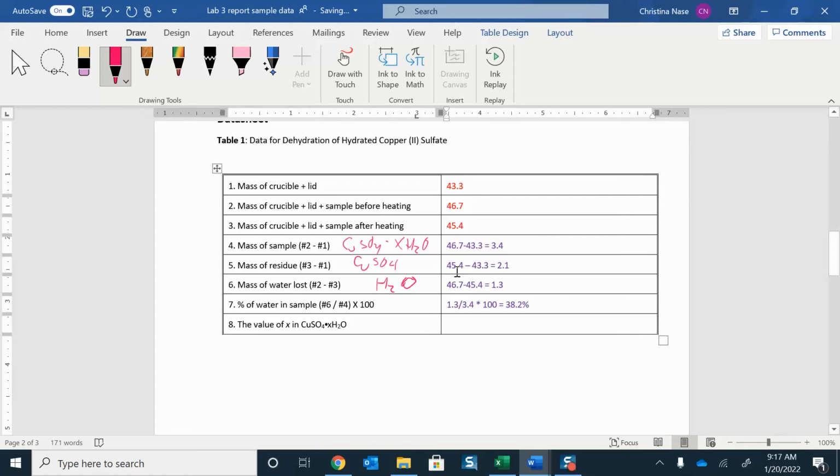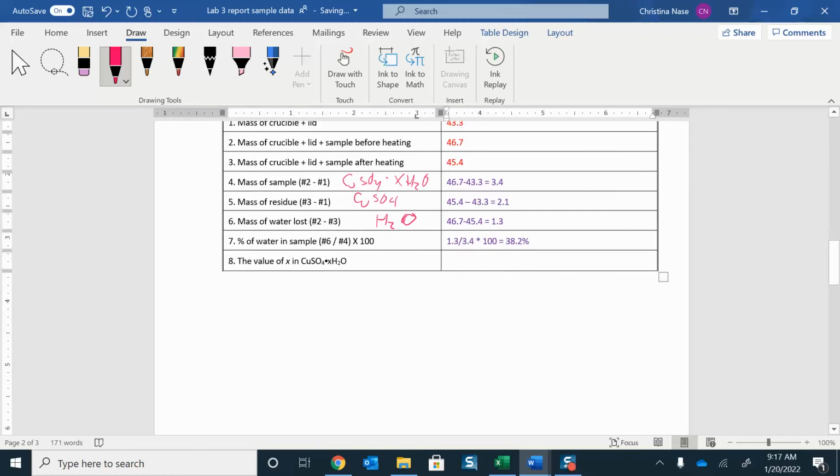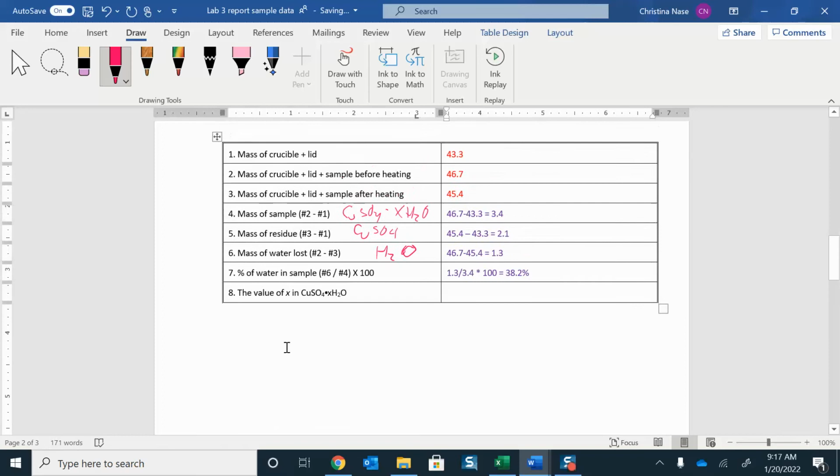Now the last part is the hardest part. I want to give myself some space here so we can write it out. This is basically an empirical formula problem. I want to find the moles of copper 2 sulfate and the moles of water, and then I'm going to divide by the smallest number of moles. I'm going to get that mole ratio. So I have to find both of these.